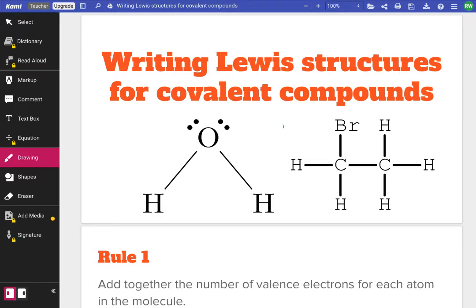So these are going to be molecules that are composed of just non-metals. So you won't see sodium or potassium or lithium or any of the metals because when those combine with non-metals, they make ionic bonds and ionic compounds. So listen to the video, take notes, and then I'll give you some practice ones to do after the video is done.